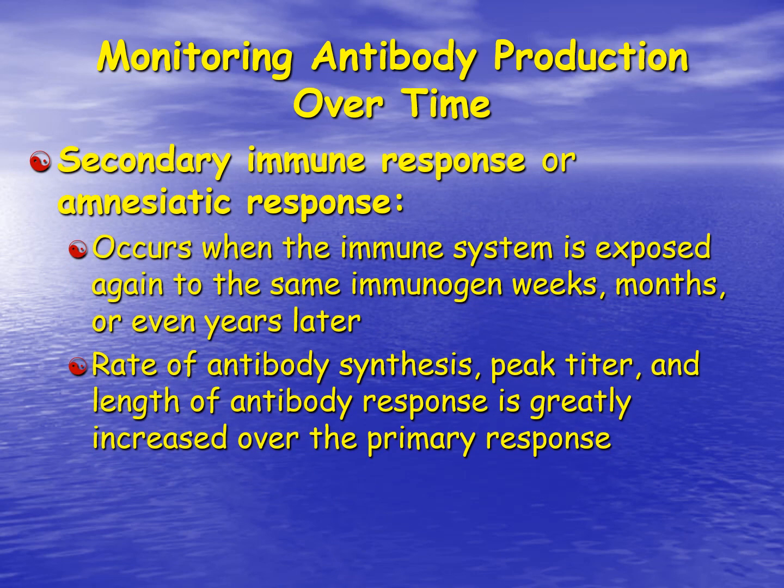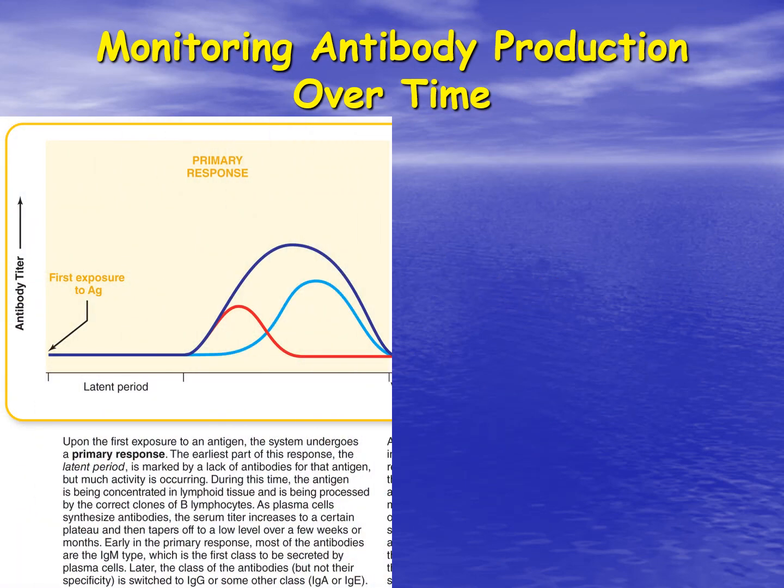Secondary immune responses, or the anamnestic response, occurs when the immune system is exposed again or subsequently to the same antigen weeks, months, or sometimes even years later. The rate of antibody synthesis, peak titer, and length of antibody response is greatly increased over that of the primary response. The reason for that is in that primary response, what did we make? We made memory cells.